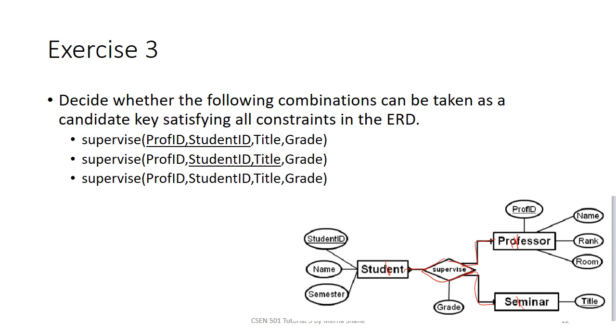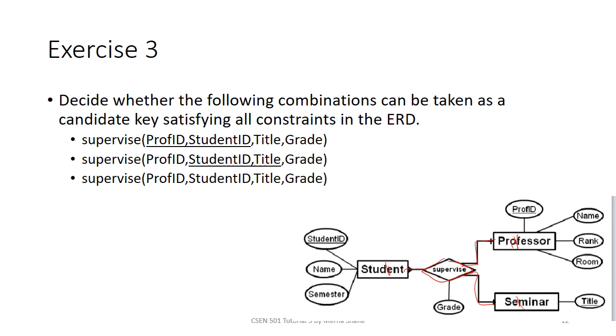So the first proposal is to put the professor ID, student ID, title, and grade together in a relation, and decide for the professor ID and student ID together to form the primary key of this ternary relationship. Let's see if this can happen, yes or no. Now, what is actually the primary key of this ternary relationship? Is it the student ID and professor ID together?